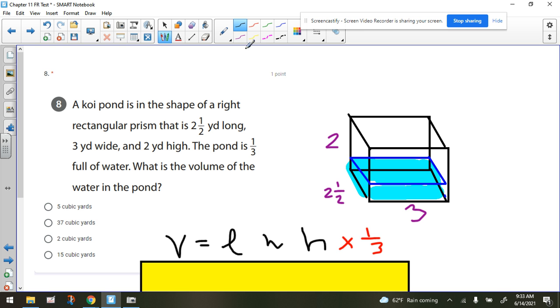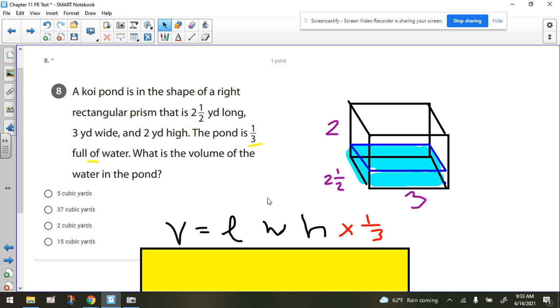All right, so one of the things that I want to remind you about is when it says 1/3 full of water, recall that "of" usually means you're going to be multiplying this fraction right here with whatever the volume would be if you had it completely full. Now, if we were just talking about the volume of the pond, then we'd be multiplying length times width times height. But because we have 1/3 of it, we're going to throw in there times 1/3.